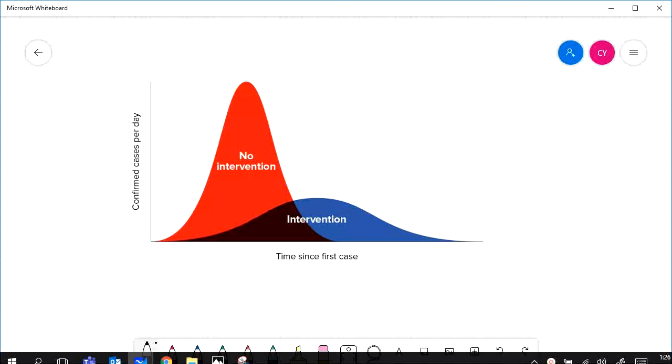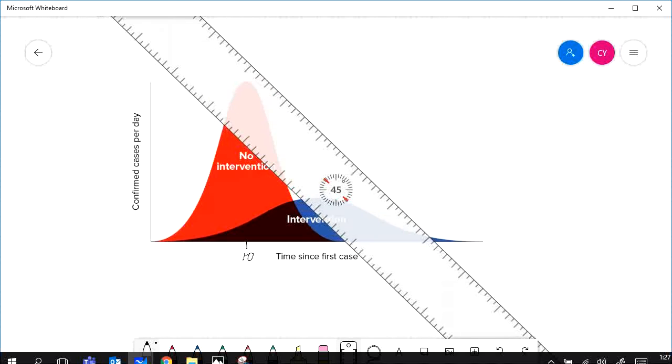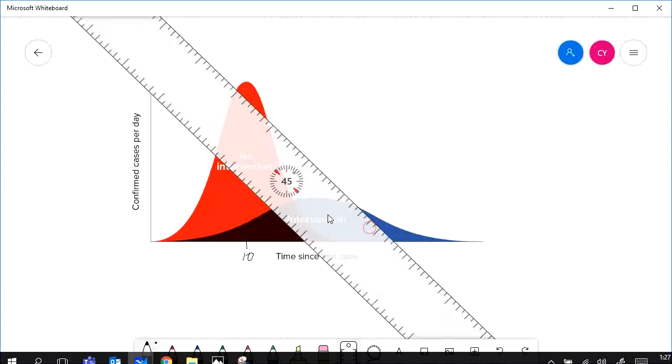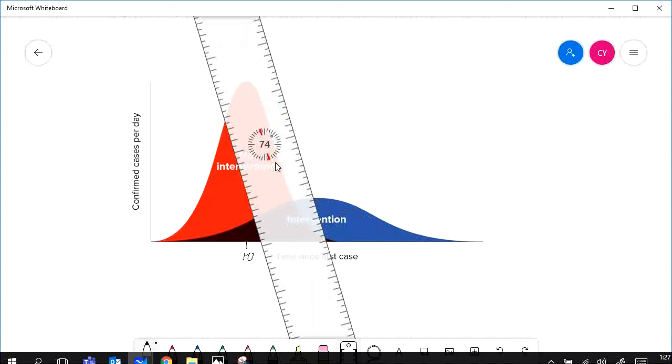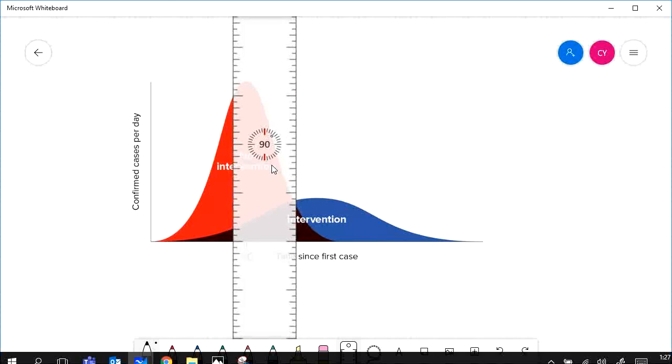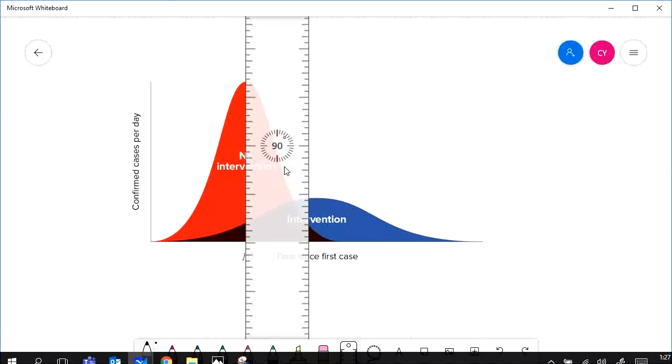Let's say time since first case. Now it doesn't tell us on this graph, but let's say this was, I don't know, 10 days in at that point there. And let's put a vertical line in to show where that would be on both of those shapes. So we'll put a vertical line in there, just there to show where we would be in both of those shapes.